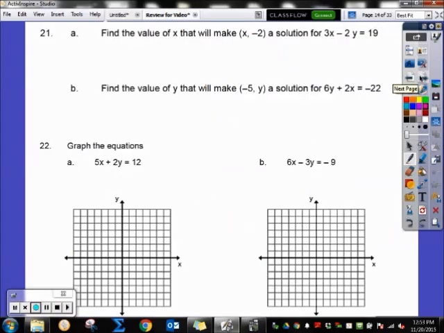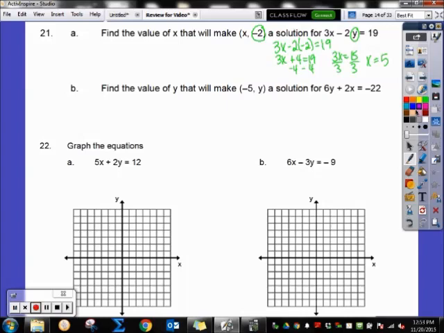Okay, 21, find the value of x that will make (x, negative 2) a solution for 3x minus 2y equals 19. Well, if they're giving me a y value, I just need to take that y value and plug it in that equation and solve for the x value. So 3x minus 2 times negative 2 equals 19. So 3x plus 4 equals 19. If we subtract 4 from both sides, that's going to give us 3x equals 15. And if we divide by 3, x would be 5.